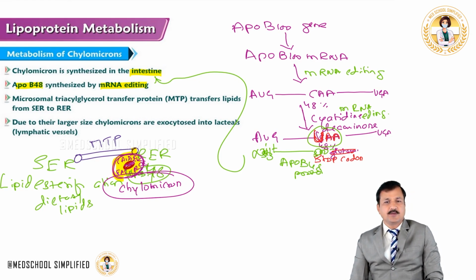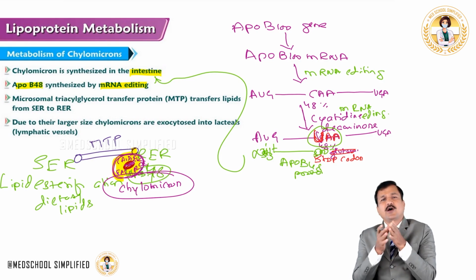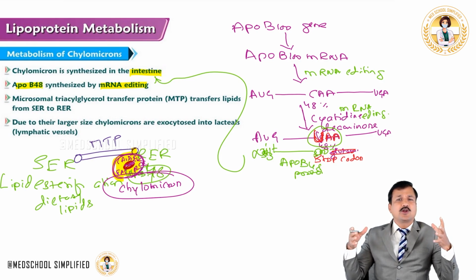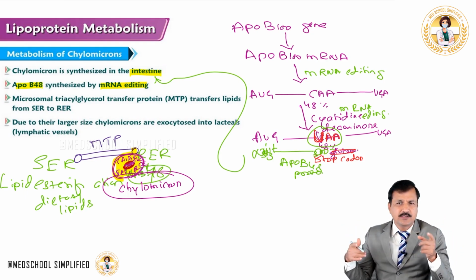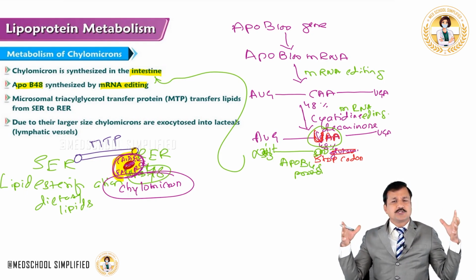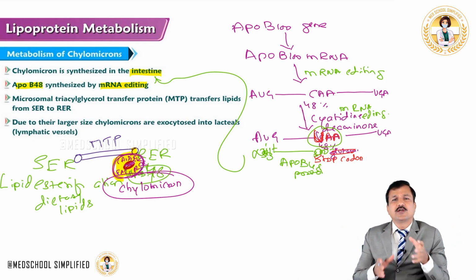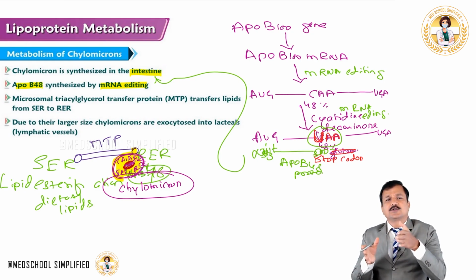Now the chylomicron will be secreted out of the intestine into the lymphatics, because they are exocytosed into the lacteals, the lymphatic capillaries, which have bigger fenestration. And chylomicron is bigger in size. The maximum size of a chylomicron is 1200 nanometers. This is one of the biggest lipoproteins, as I told you in my previous lecture. Since it has a bigger size, it cannot go into portal capillaries, so it prefers to go into lymphatic capillaries.